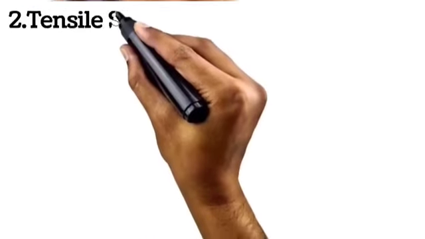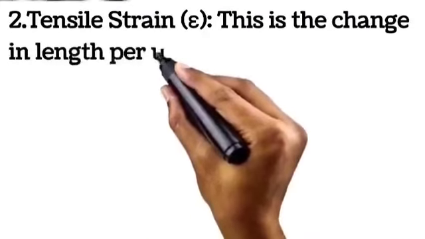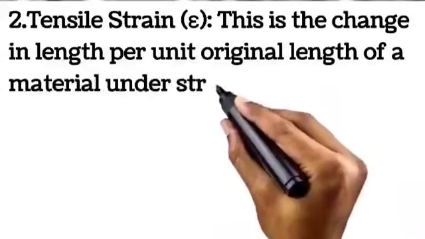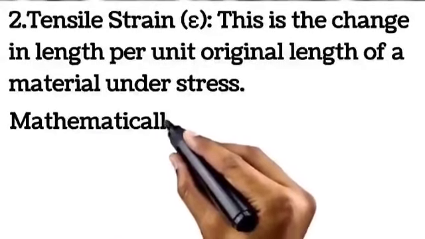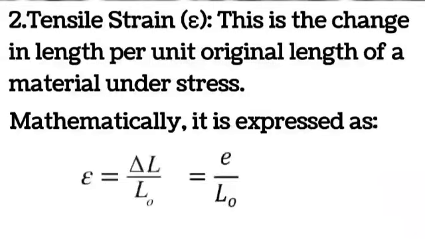Then 2. Tensile strain, represented with epsilon. This is the change in length per unit original length of a material under stress. Mathematically, it is expressed as epsilon equals change in L over original length L0, but change in length is the same as extension. Therefore, strain equals extension over original length.